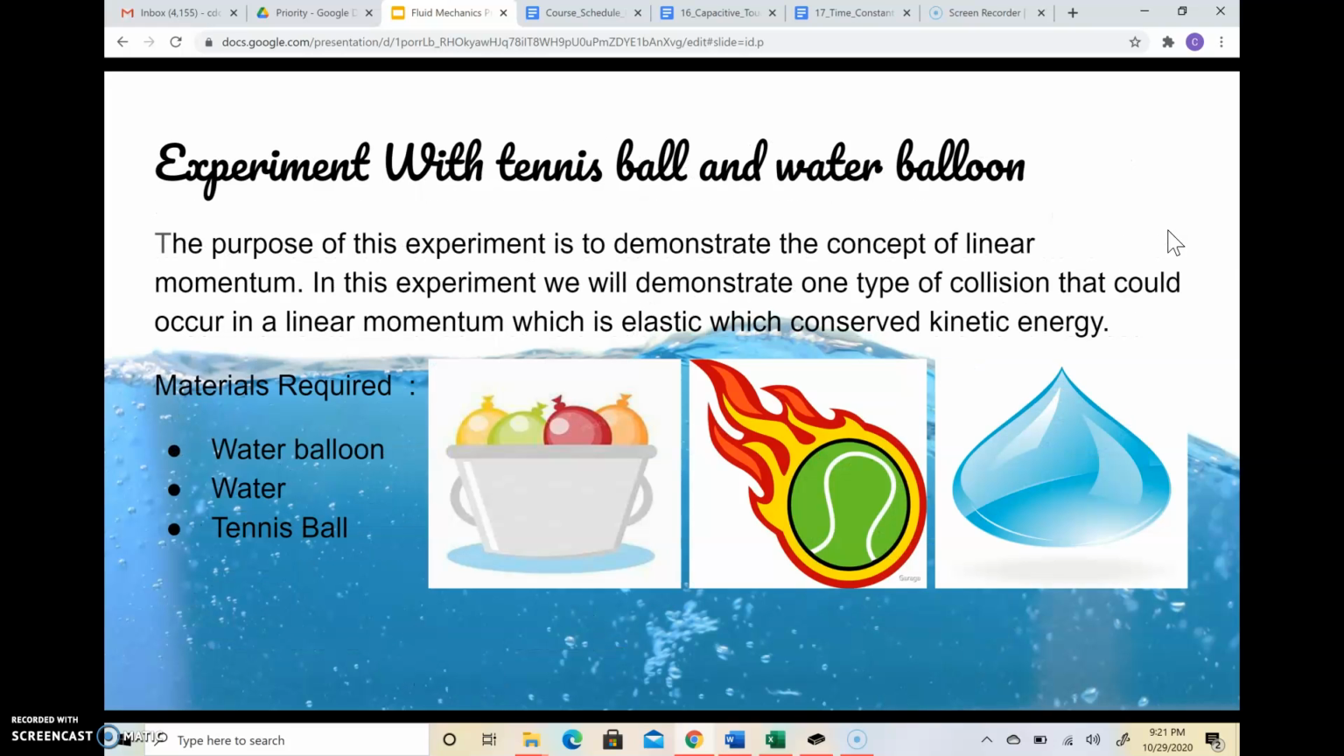The purpose of this experiment is to demonstrate the concept of linear momentum. In this experiment, we will be demonstrating one type of collision that could occur in a linear momentum, which is elastic, which conserves kinetic energy. Our materials that we use for this experiment are a water balloon, water, and a tennis ball.